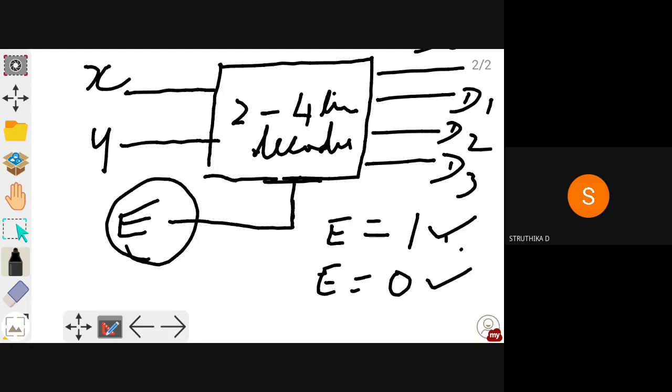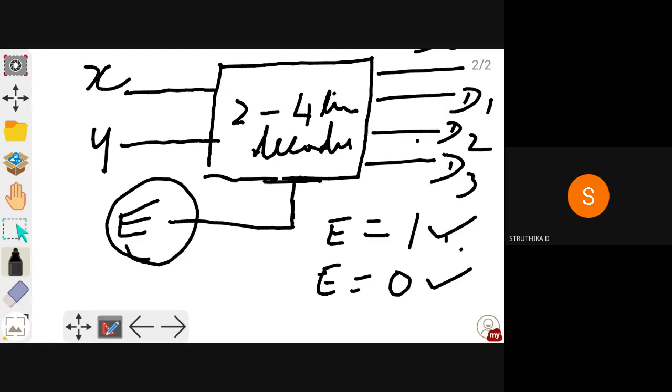Suppose you have a 3 to 8 line decoder with enable, you will have 3 inputs and 8 outputs. The extra input will be the enable input. If enable is 1, that circuit will perform as a decoder. If the enable input is 0, that circuit will not function. It will be similar to being switched off. It will not produce any output.